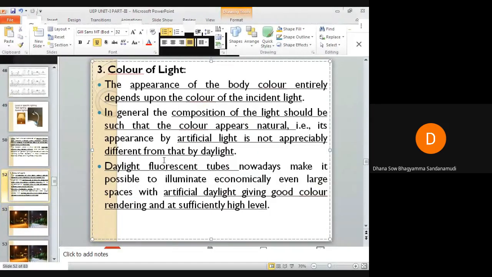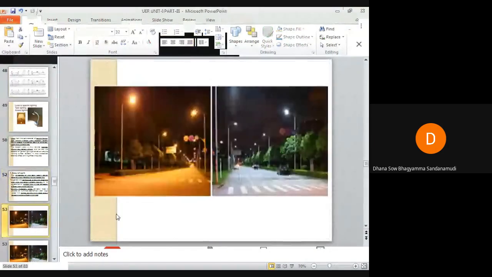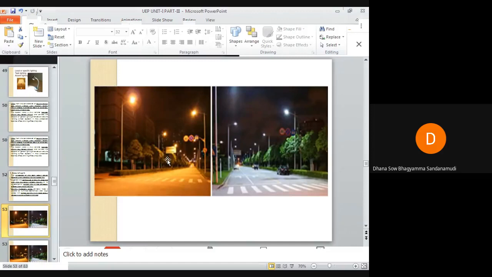Next, color of the light. Based on the color of the light, the body color will entirely vary. If the color of the light varies, the object color will also vary. You can see in this image that the color of the lamp is yellow. Of course, it is a sodium vapor lamp. You can see by looking at this image itself. See the surroundings, each and every object is somewhat yellowish in color.